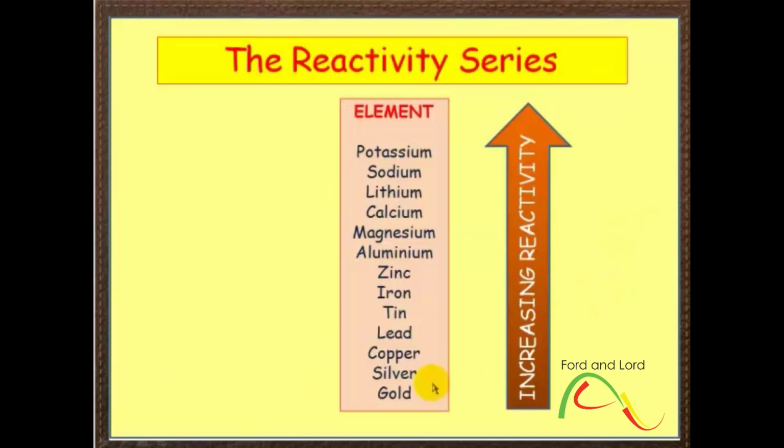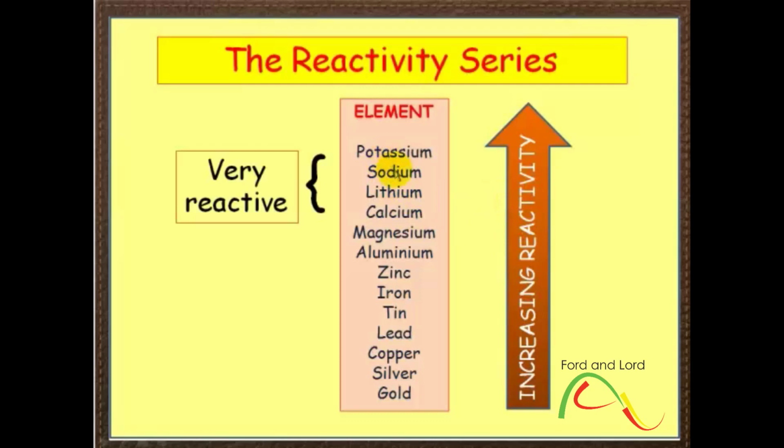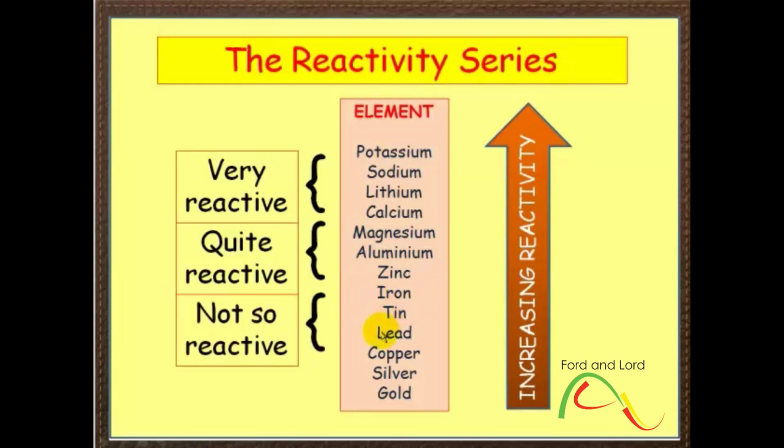Now we've got a list of metals going from gold here to potassium here, and what we're seeing is an increase in reactivity. The first ones here, potassium, sodium, lithium and calcium, are very reactive metals. The next group, magnesium, aluminium and zinc, are all quite reactive. Then we've got iron, tin, lead and copper, which are not so reactive. At the bottom we've got silver and gold, which are very unreactive.